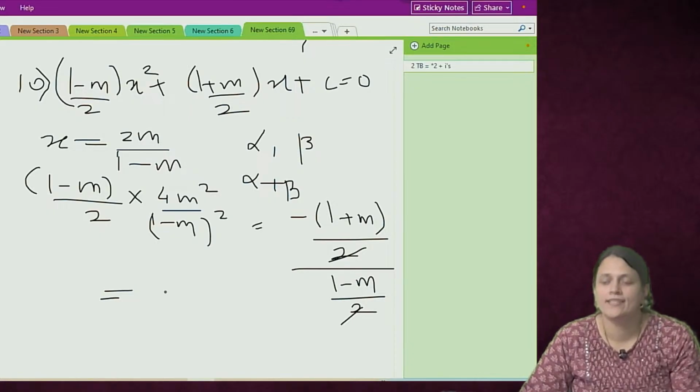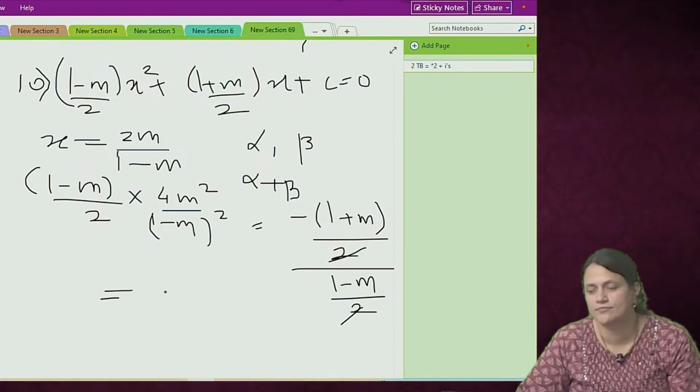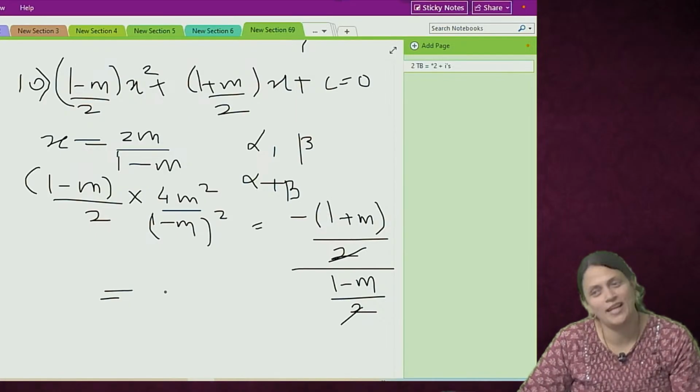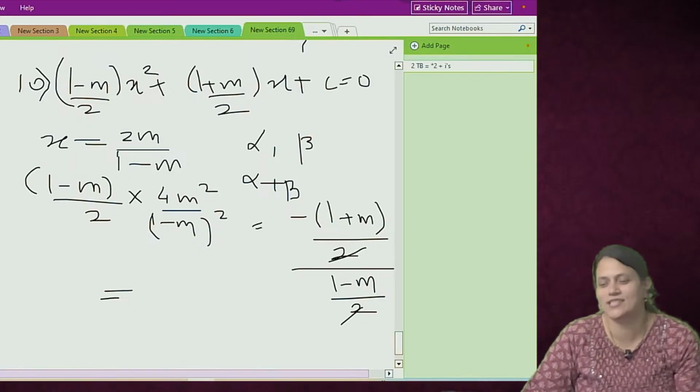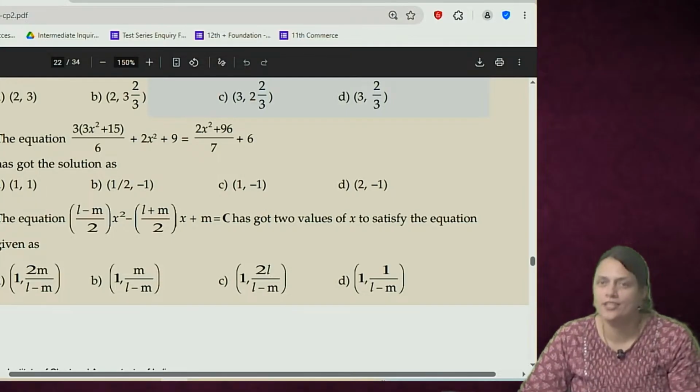So क्या है आंसर इसका? बस मला पण बास झालं आज. बास. Option A is the correct option for the 10th one.